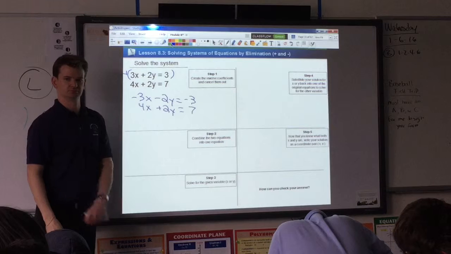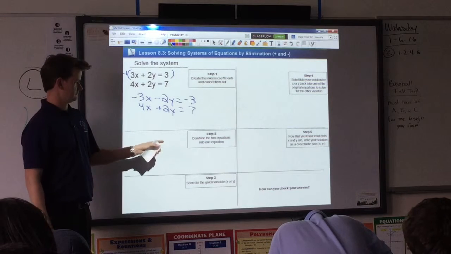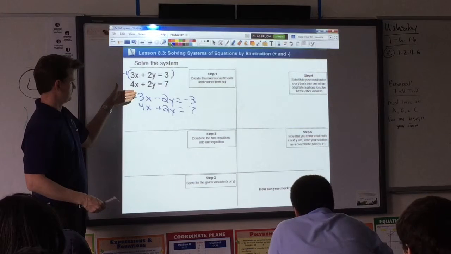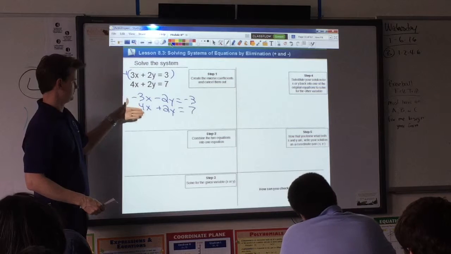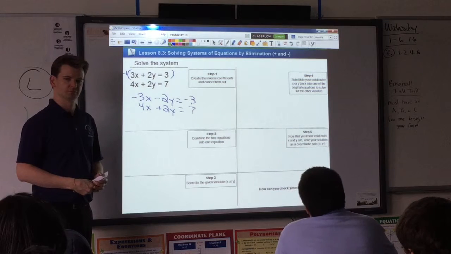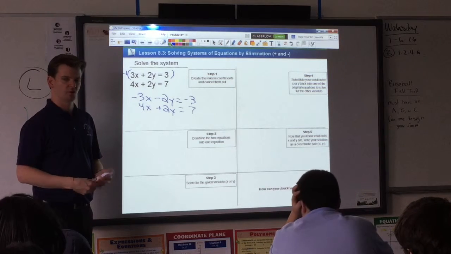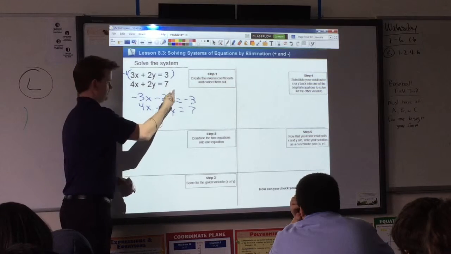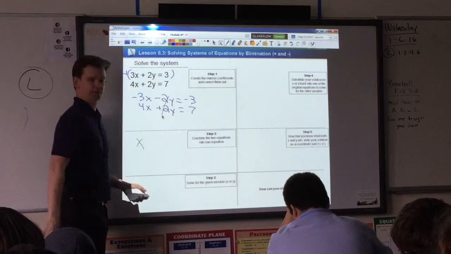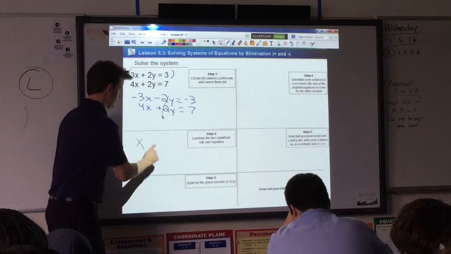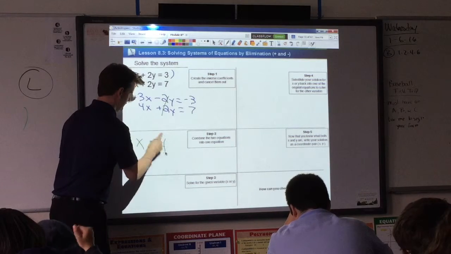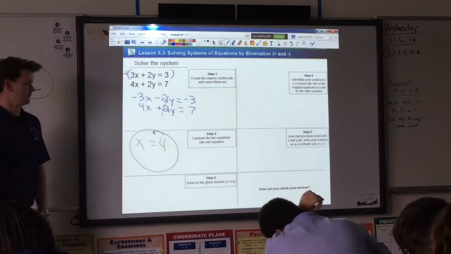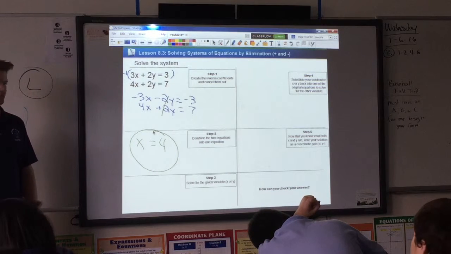Step two. Combine the two equations into one equation. Good. Let's combine them. Negative 3x, positive 4x. What do I get? 1x, or just x. What happens to the y's? They cancel out. They're done. And negative 3 and 7 become 4. So x equals 4. I have solved for 1/2 of the problem.